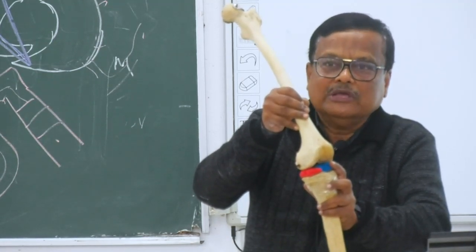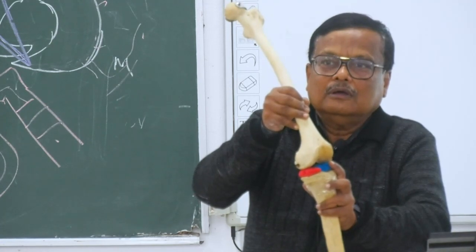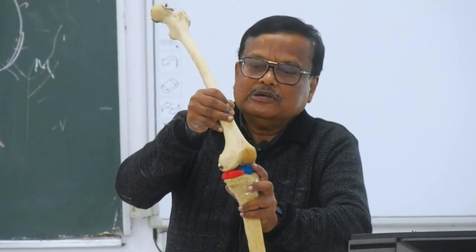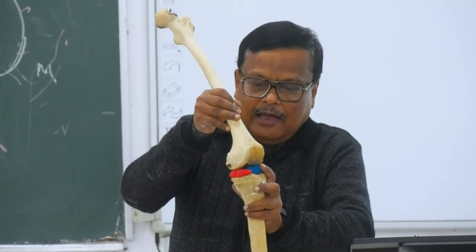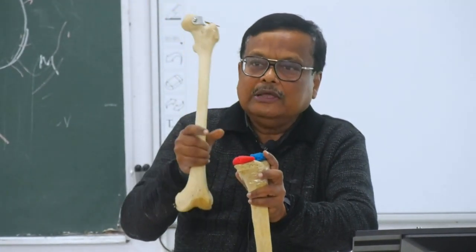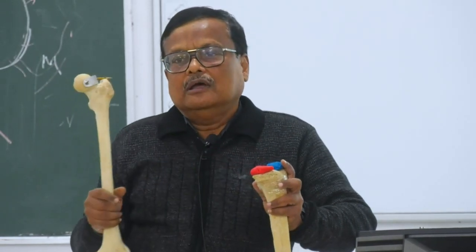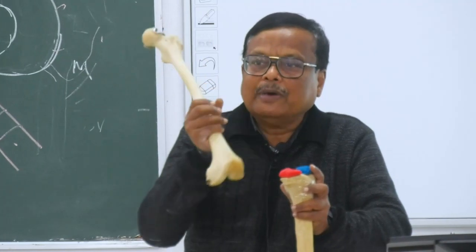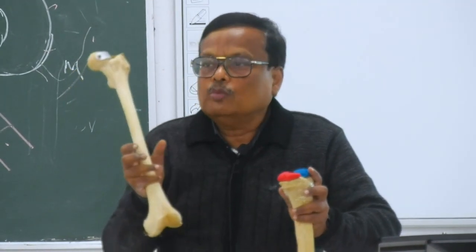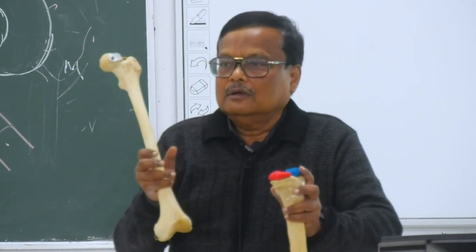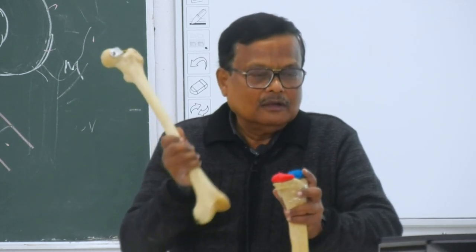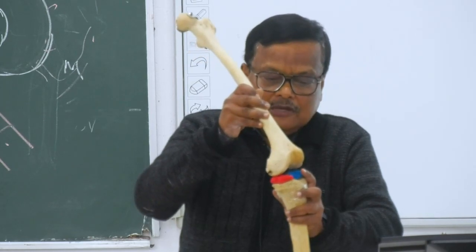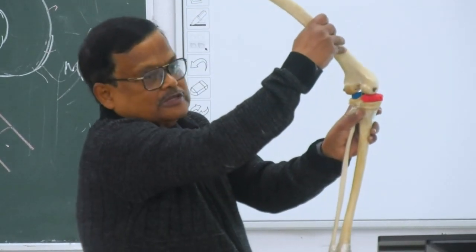Ultimately a position is reached. Quadriceps is in action, and the femoral condyle gradually occupies the medial condyle or the meniscus surface. Occupy means to take over. So it gradually occupies the surface.